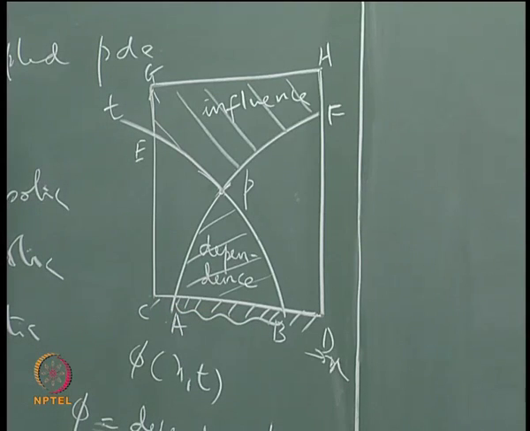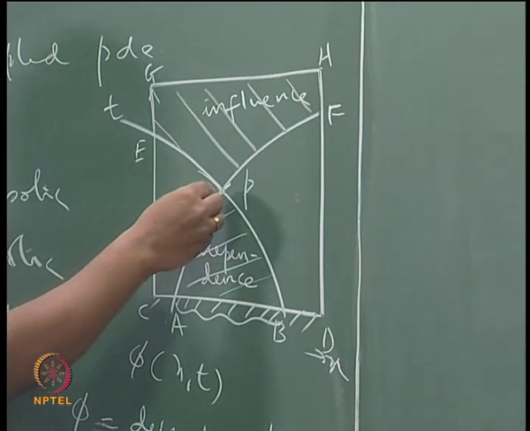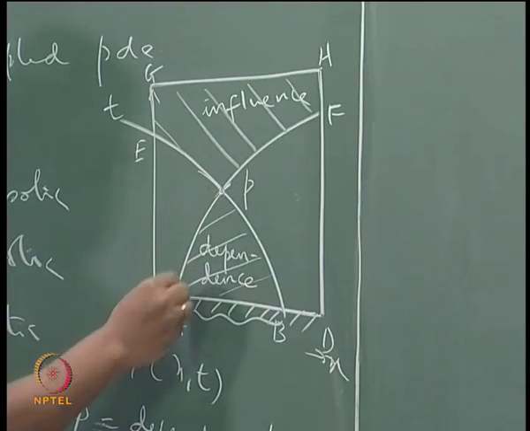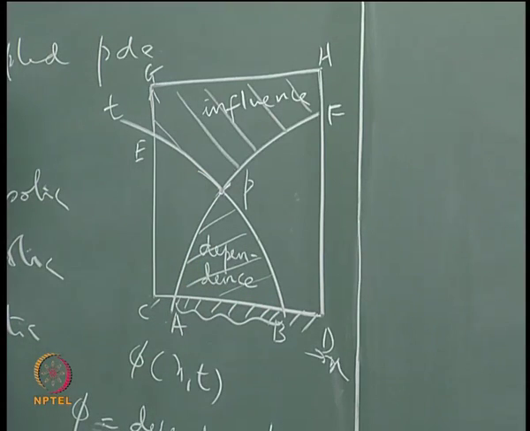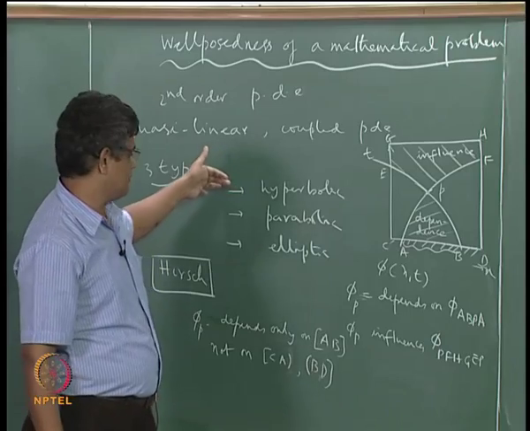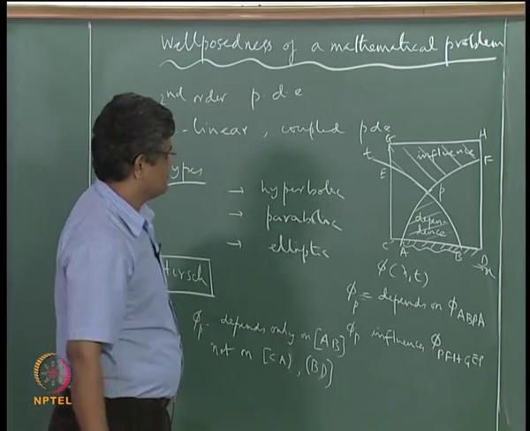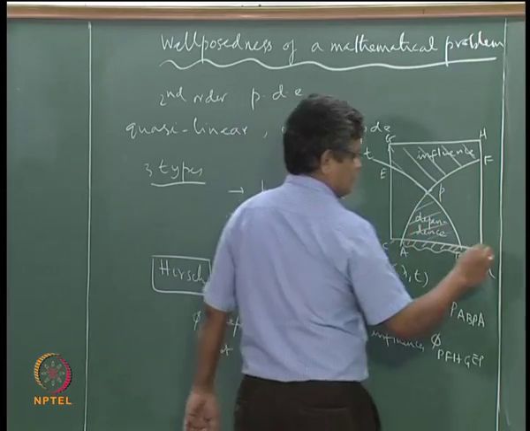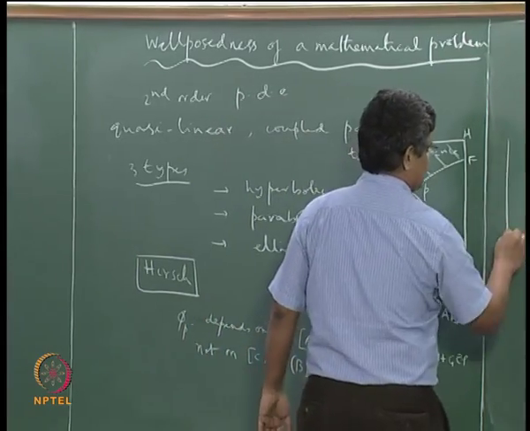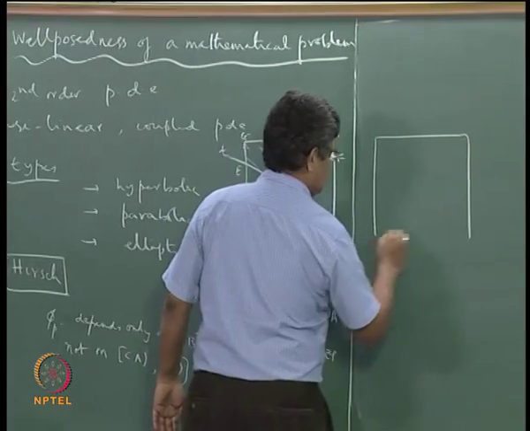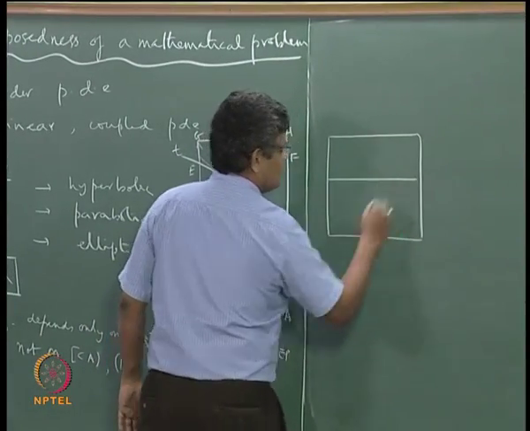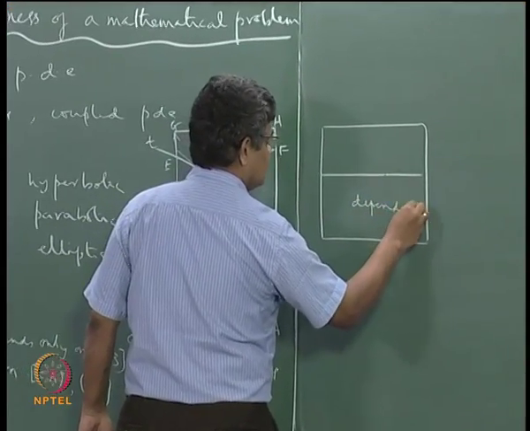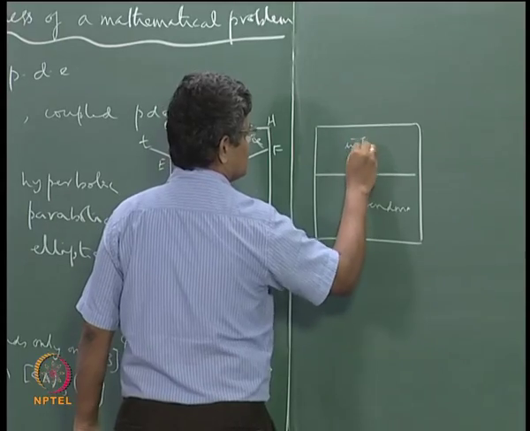Okay, so that kind of boundary condition dependence, where the solution depends only on part of the boundary, is a characteristic feature of a hyperbolic type of solution. In a parabolic solution, typically you have, in a parabolic, this is a zone of dependence and this is zone of influence.